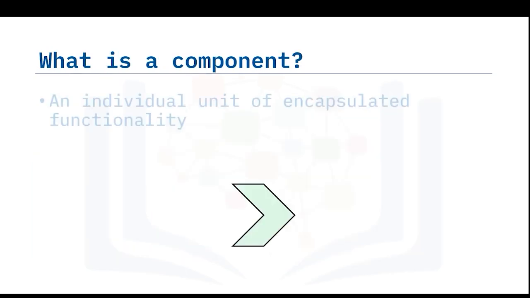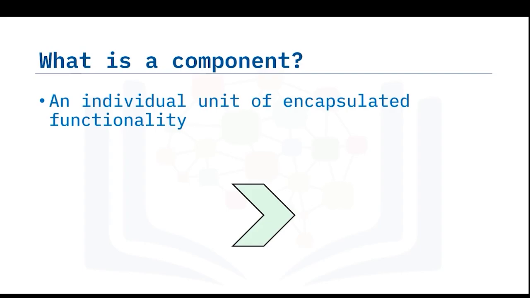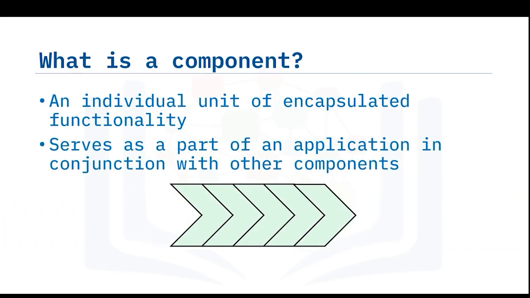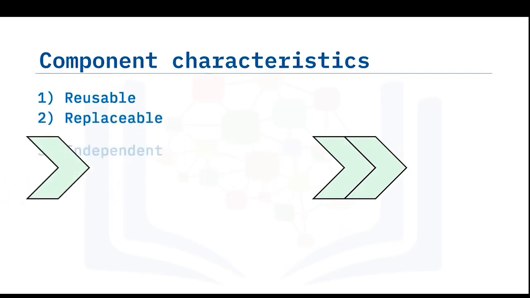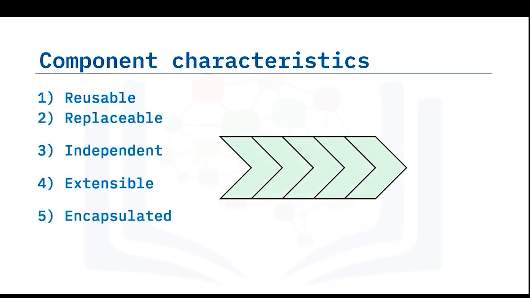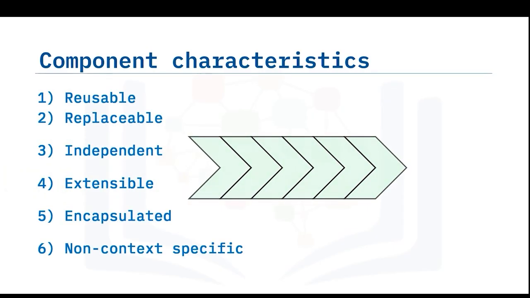A component is an individual unit of encapsulated functionality that serves as a part of an application in conjunction with other components. There are 6 characteristics of components. Components should be reusable, replaceable, independent, extensible, encapsulated, and non-context specific. Let's briefly discuss each of these principles.